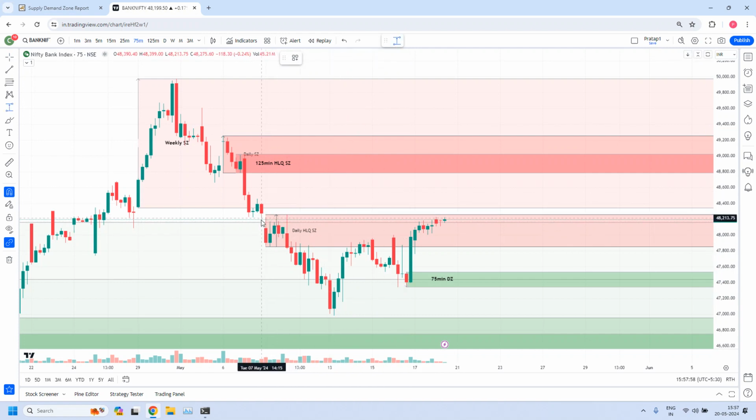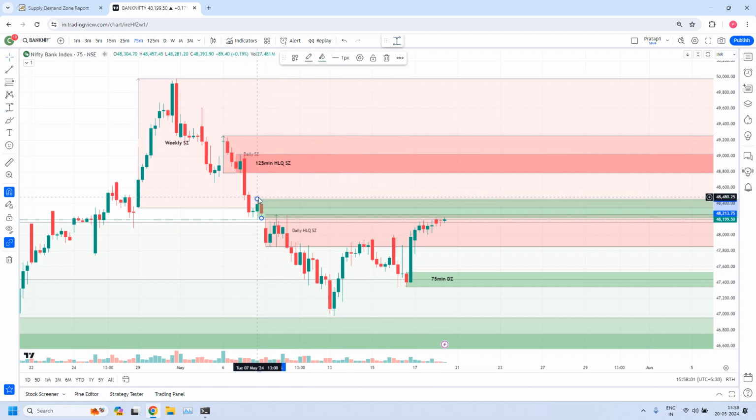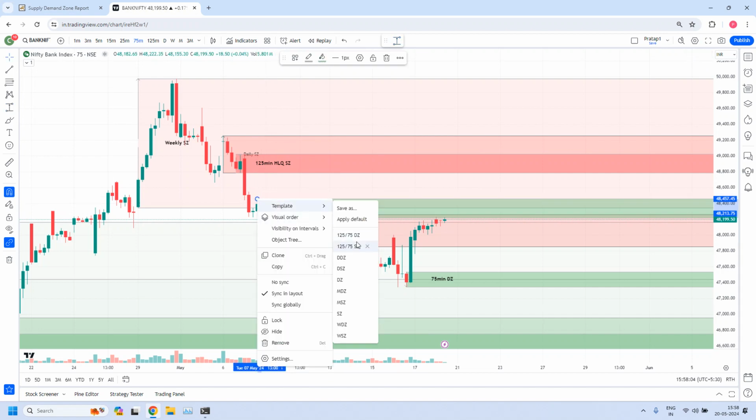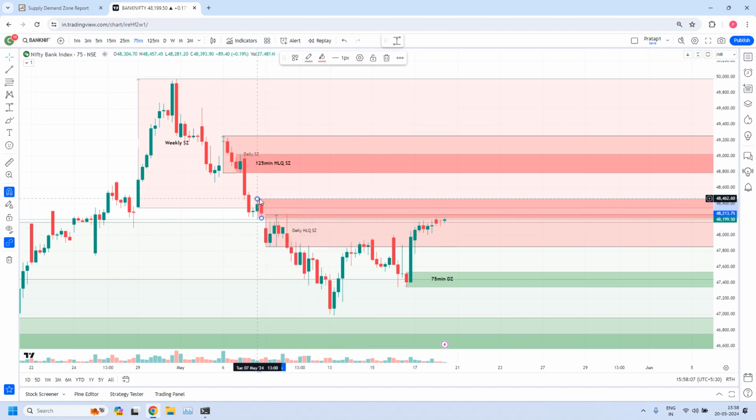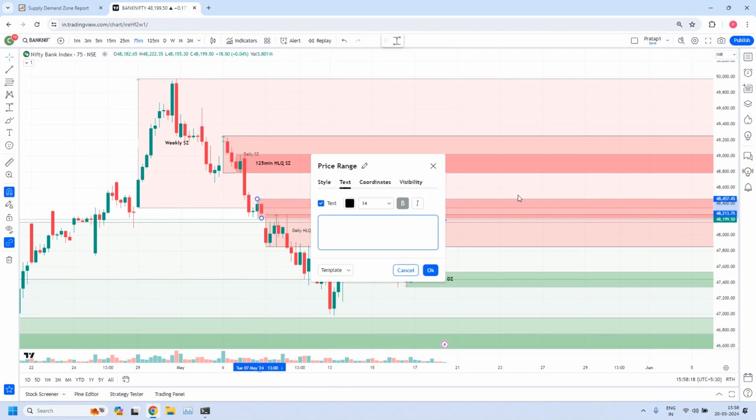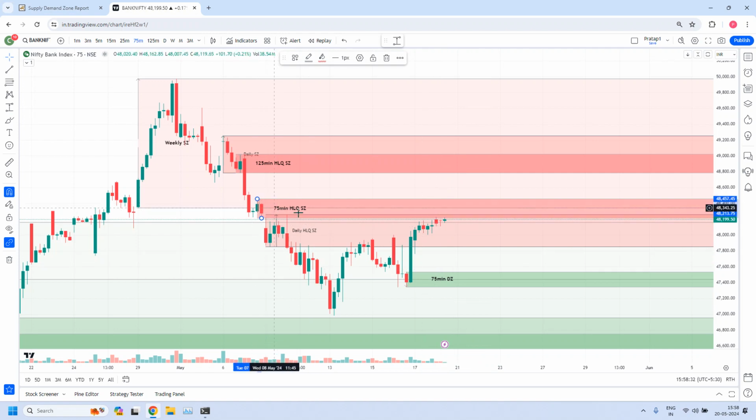So it's a very important zone, this 75 minute zone. See, this 75 minute supply zone is responsible for the creation of the daily high liquidity supply zone. You should not forget. And this 75 minute zone is also a high liquidity supply zone. So this zone has 2 advantages. The first advantage, it is a high liquidity zone. The second advantage, it is responsible for the creation of the high liquidity supply zone.